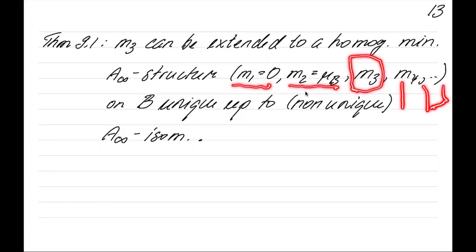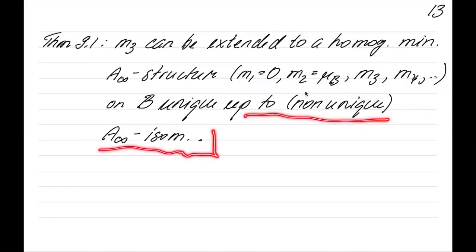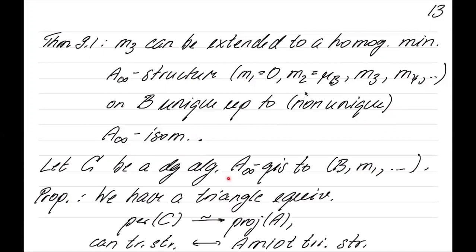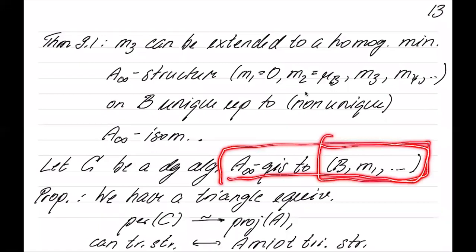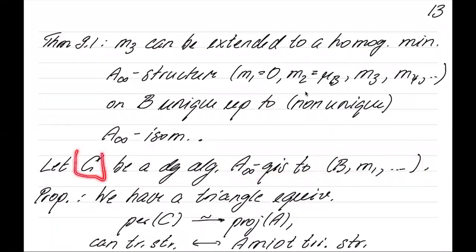Okay, and then one examines to which extent this construction is unique, and one shows that it is unique up to non-unique A infinity isomorphism by showing that the space of possible choices is contractible. Okay, and then at the end, we have this A infinity algebra B with the higher structure. Any A infinity algebra is quasi-isomorphic to a DG algebra, let's call it C.